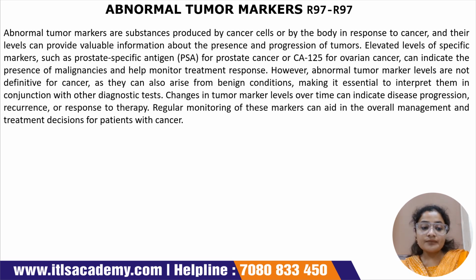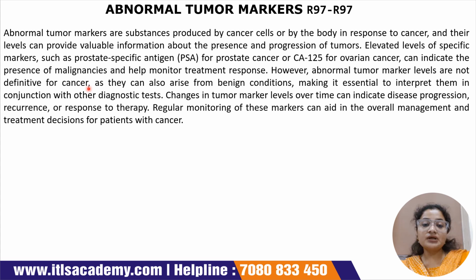Okay, next important subcode that we need to talk about is R97, which corresponds to abnormal tumor markers. So these are substances produced by cancer cells or by the body in response to cancer, and their levels can provide valuable information about the presence and progression of tumors. Elevated levels of specific markers such as again PSA, which we already talked about for prostate cancer, or CA125, which is important for ovarian cancer.